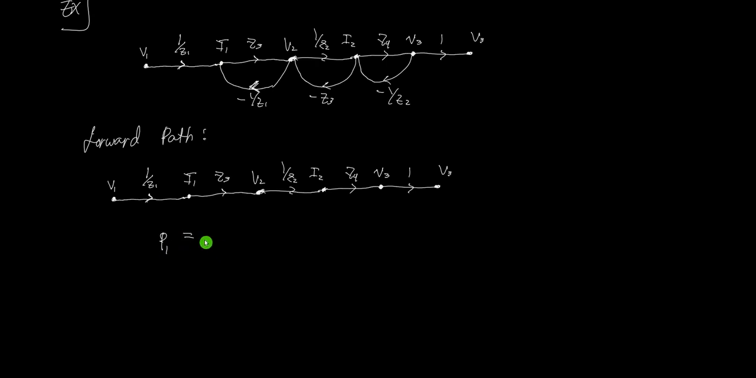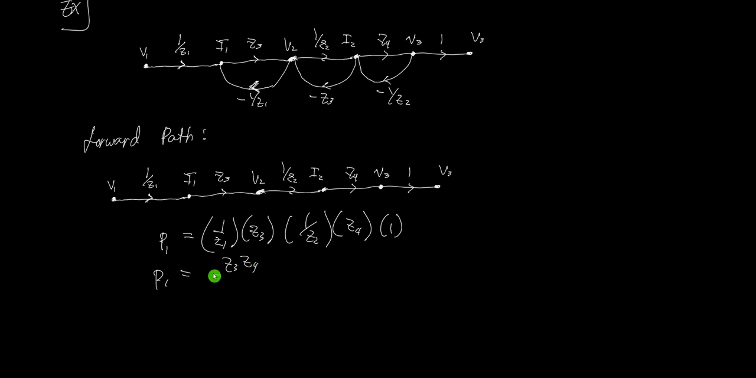We only have one, so the gain will be just the product of the gains here. We have 1 over z1 times z3 times 1 over z2 times z4 times 1. So P1 is equal to z3 times z4 all over z1 times z2. So that's our P1.